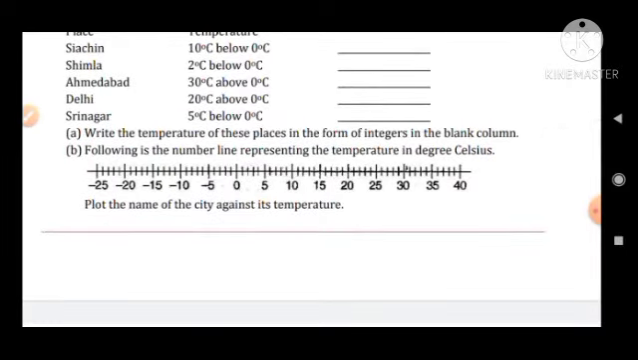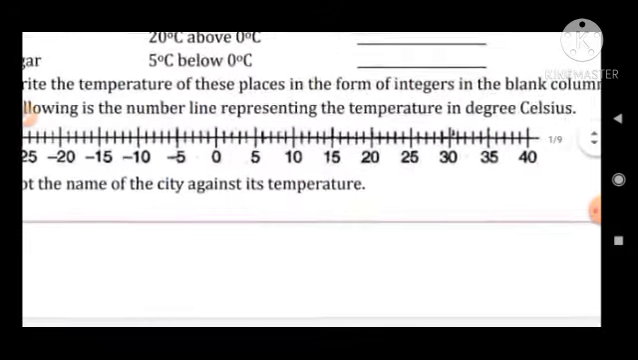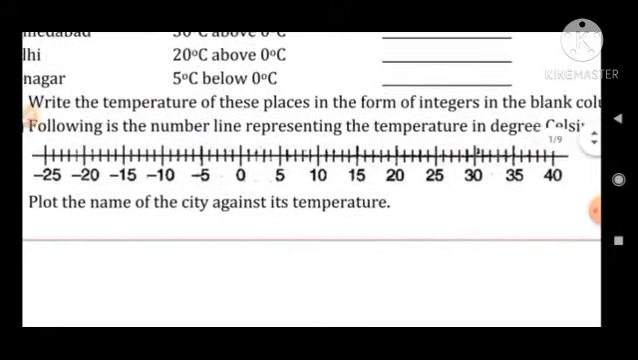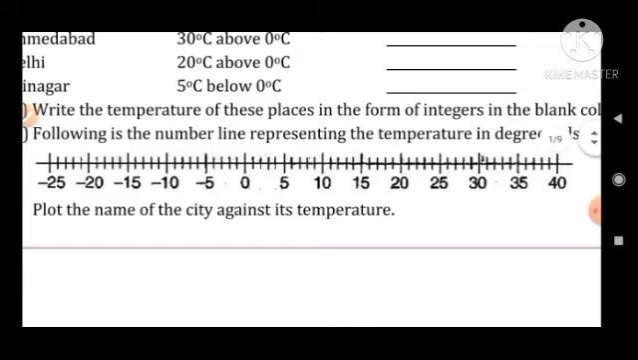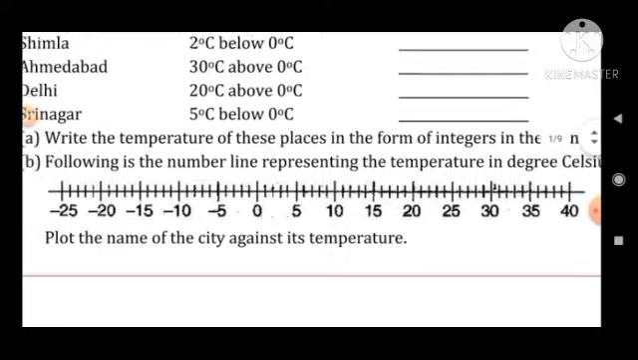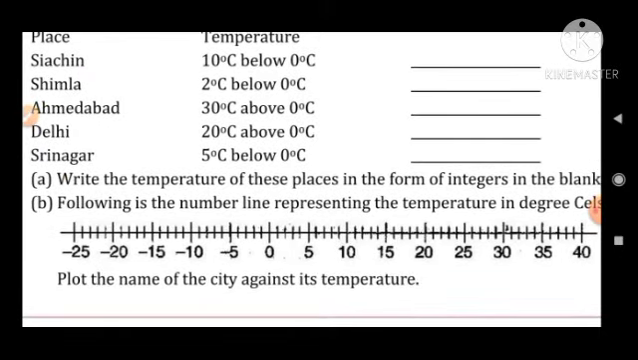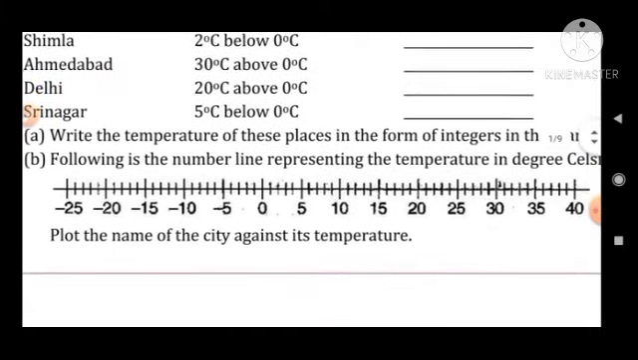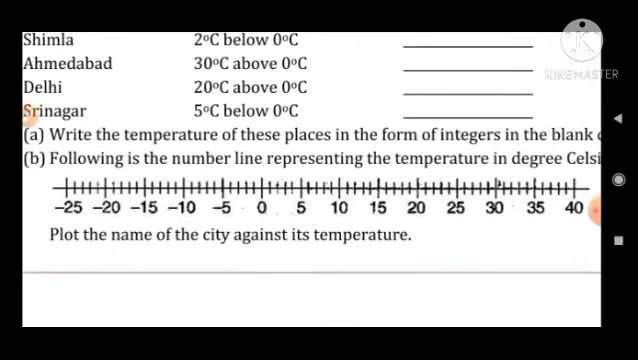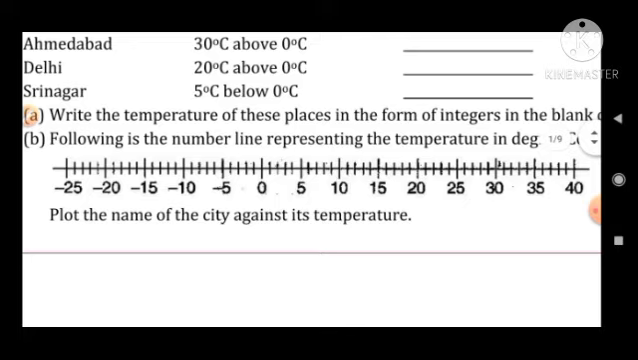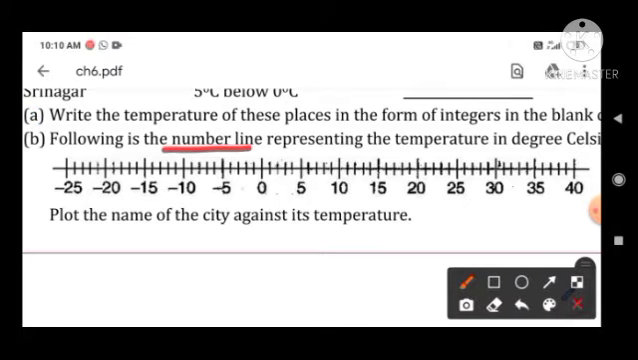Following this, the number line represents the temperature in degrees Celsius. Plot the name of the city against its temperature. So we have to plot the name of the city, isn't it? The first one was Cochin, and that is 10 degrees below 0. So that means it will go left side, isn't it? So it will go left side, means this side.